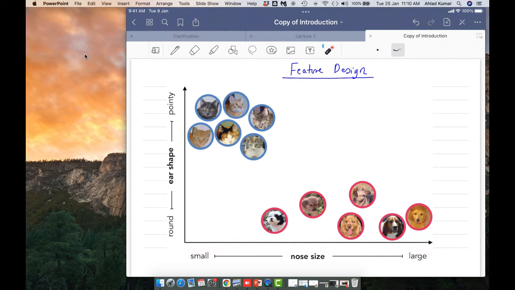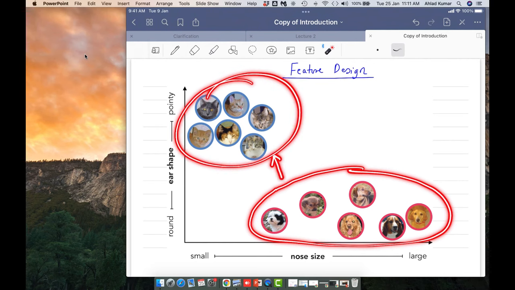But if you take one more feature, the separation of the classes will become greater. For example, if you take only this single feature, it might be the case that some of the cats also have a large nose. So one image of a cat can come here and it has a large nose. In order to avoid this situation, they have come up with another feature, which is ear shape. Ear shapes are taken from round to pointy. You can think yourself that most of the cat images have pointy ears, and it's very rare that dogs will have pointy ears. So taking these two features into account, the two classes, the dog class as well as the cat class, will be separated. You can see now there is a separation.